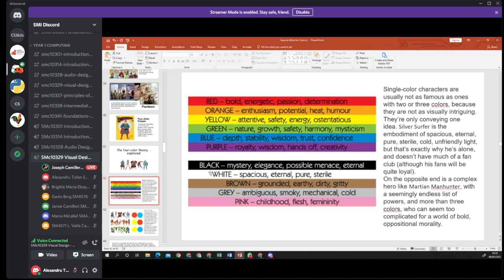Notice that they are divided because these are not the usual colors that are used in comics. White, spacious, attendant, pure and sterile. Brown, grounded, earthy, dirty and gritty. Grey, ambiguous, smoky, mechanical and cold. And pink would be childhood, flesh and femininity.